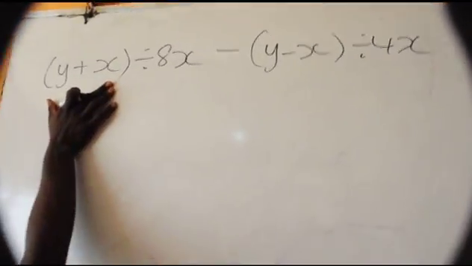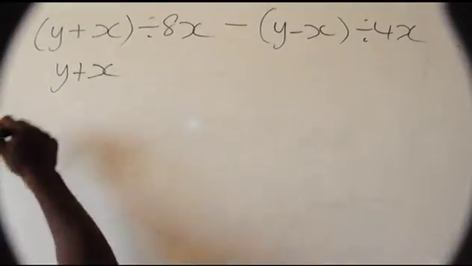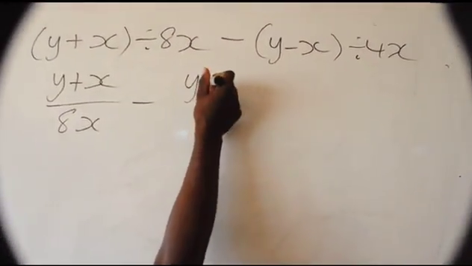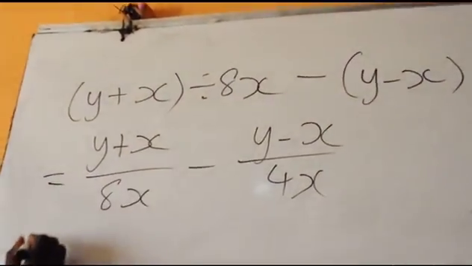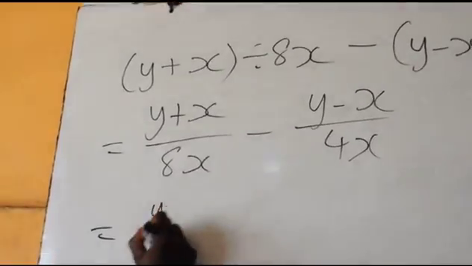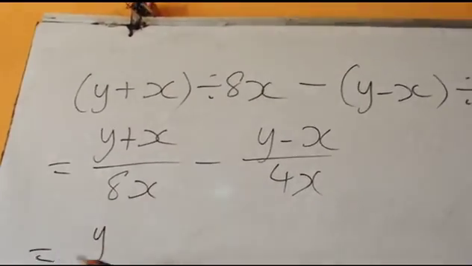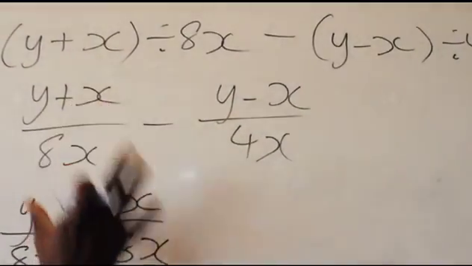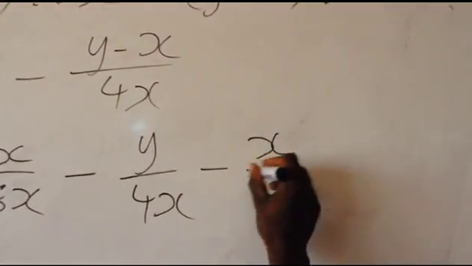So here I have y plus x. So that will be our numerator, y plus x, and divided by 8x is the denominator. Minus here, y minus x is our numerator and divided by 4x as well, the denominator. So this will give us y, because here now these are two expressions. Well, they look to be one because they have a common denominator. So let's split them. So we have y over 8x plus x over 8x. That's for this expression. Minus y over 4x minus x over 4x.